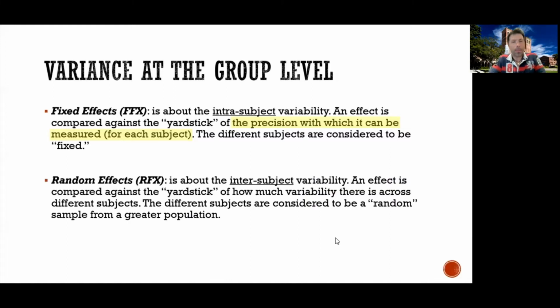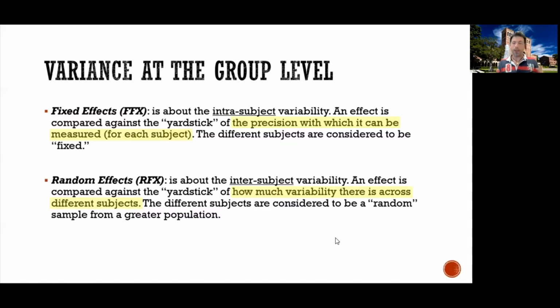Now, a different model is typically referred to as a random effects model. This is all about inter-subject variability. And the idea is that the yardstick here is how much variability there is across different subjects. So you might look at subject A and look at their effect, and then subject B and look at what effect you get in them, subject C, et cetera. And then you take the variance of the effects across all subjects. And the crucial insight here is that subjects are considered to be a random variable.